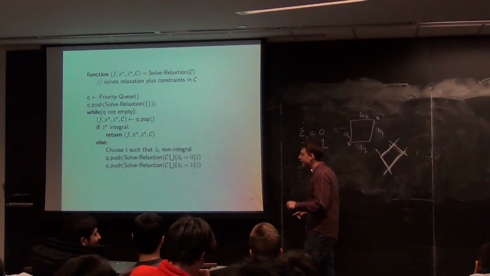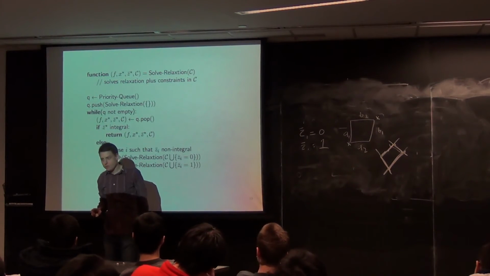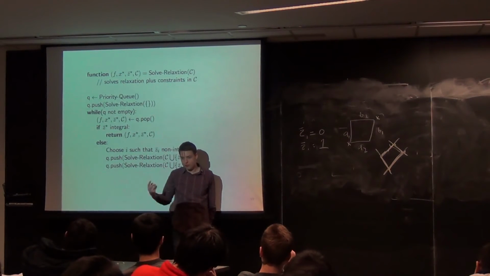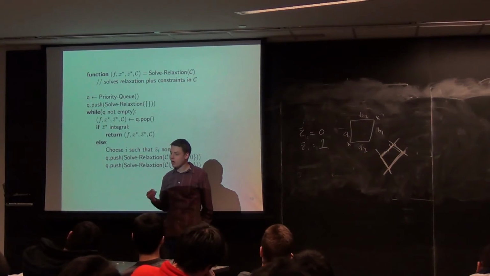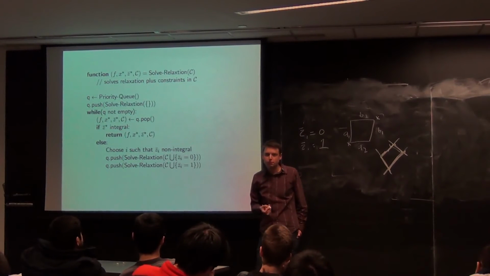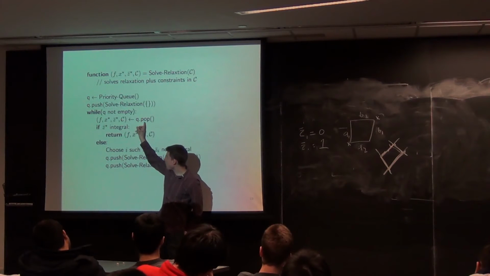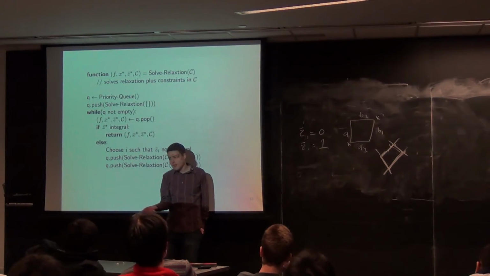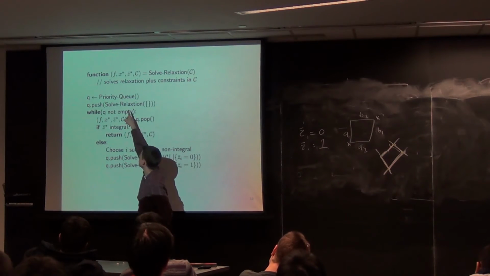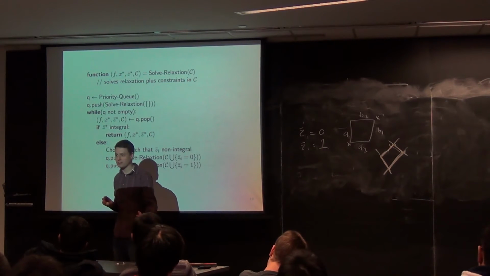Okay, so now we're going to start with an empty queue. We're going to push the solution with no additional constraints. That means we're just going to push this original relaxed LP onto our queue. And now we start iterating. This is how we do it. We pop off the top element. That's the element that has minimum priority. So that's the element, in our case, with the lowest f value. In other words, the lowest possible lower bound on our objective value.